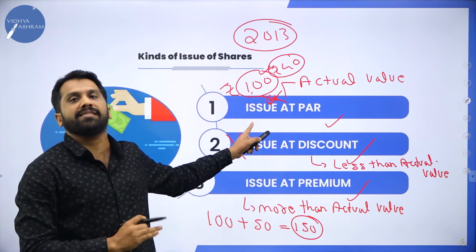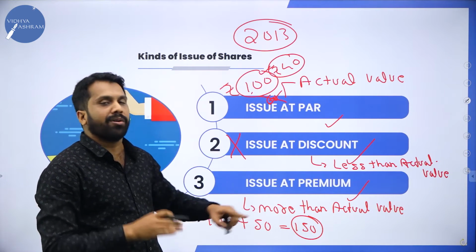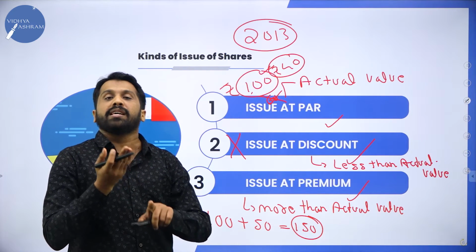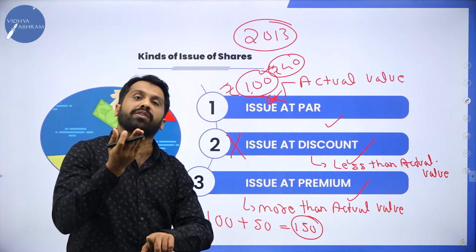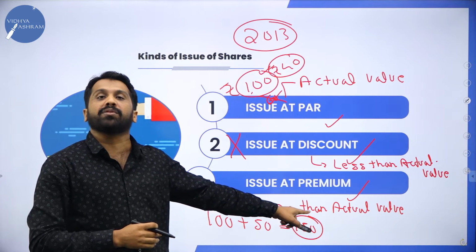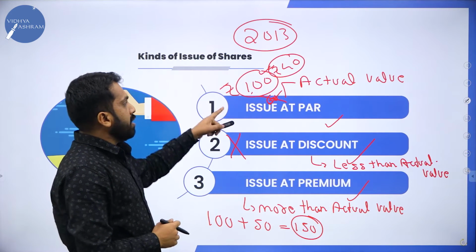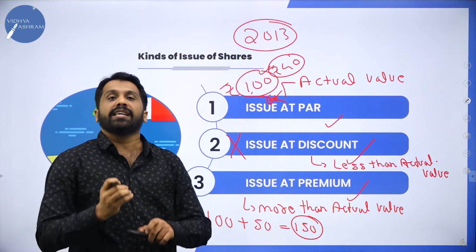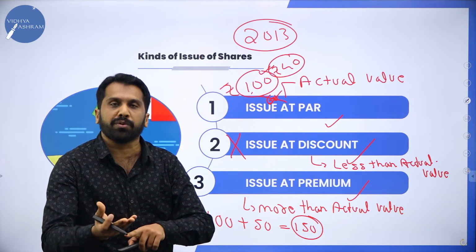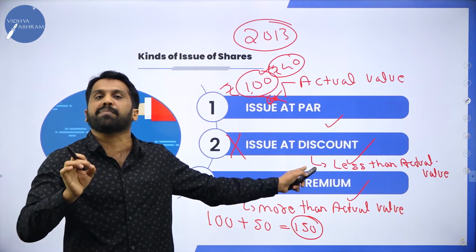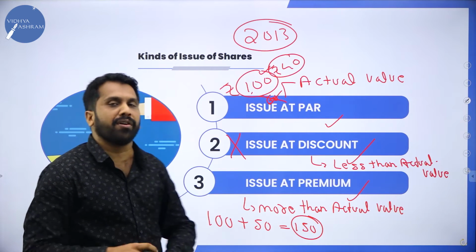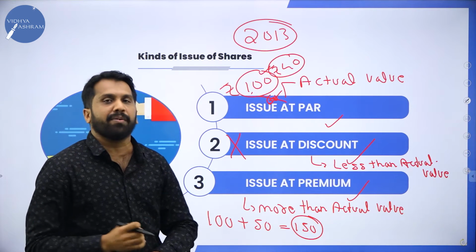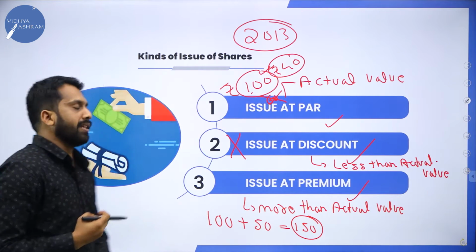Clear? Par means actual value, discount means less than actual value, premium means more than actual value. If the company's share has more demand, they will pay more than the actual price. If the company's share is stable, we will pay the actual value. If the company is new and no one wants to purchase that share, then we go for a lesser price. Hope you understood. Remember this example so that you will not forget.